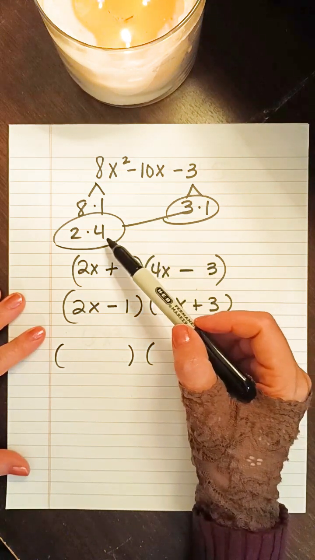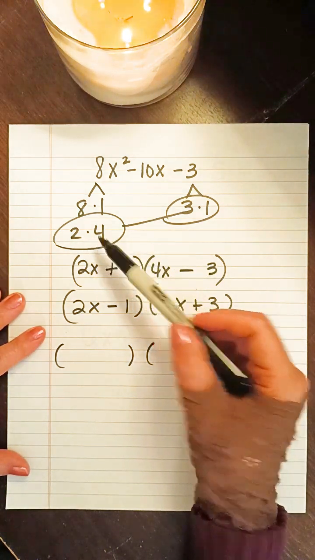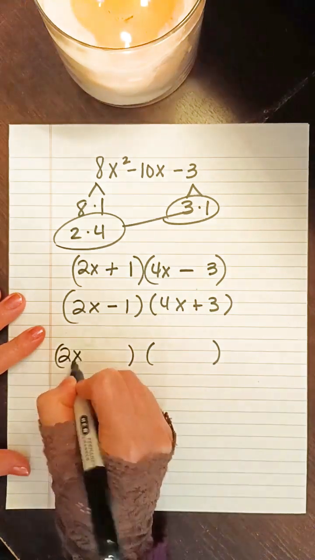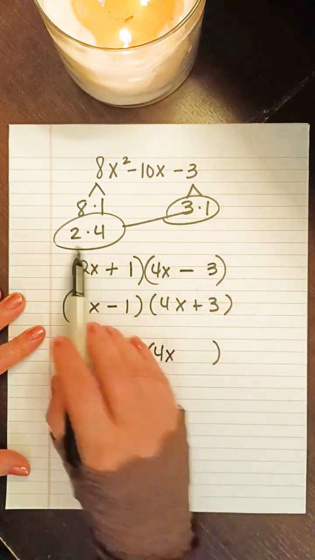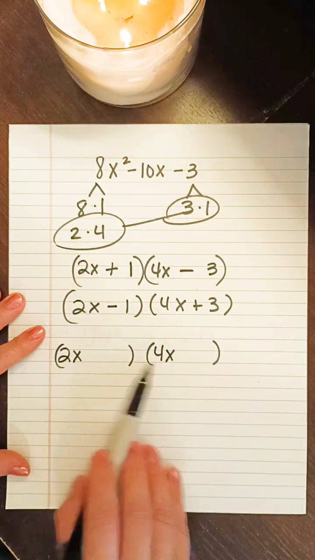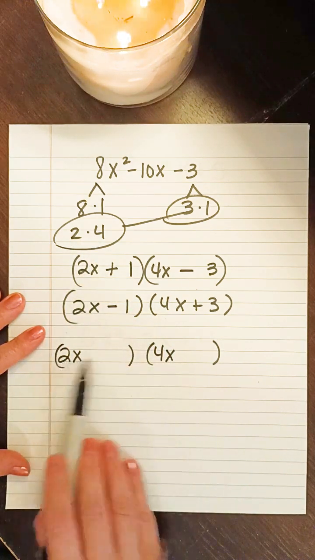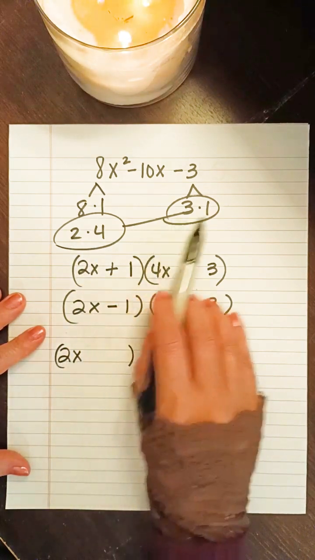So I am going to put, again, these go first. That's how you do that. And these go last. Okay, so again, these go first. It doesn't matter how you place them. 2 can go here, 4 can go here, 4 can go here, 2 can go here. And then we're going to place these.